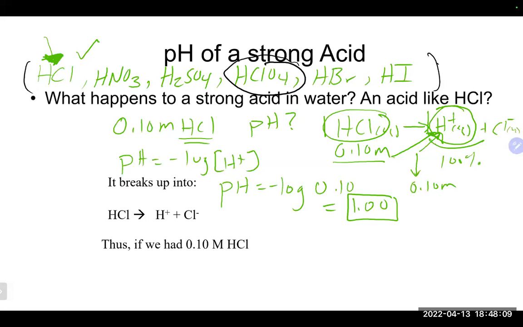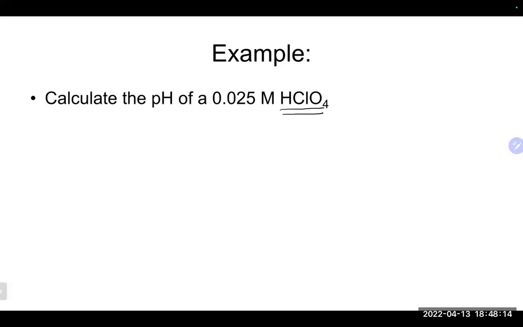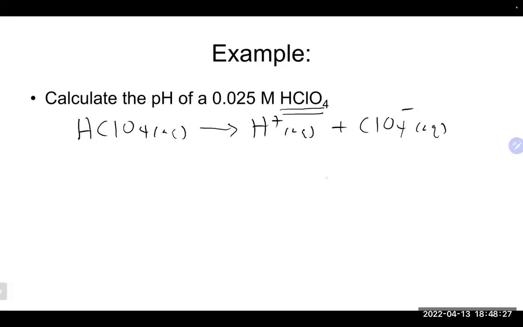So again, I know that this is going to be a strong acid, which means I automatically know that this guy will 100% break apart into H plus, which is pretty much what an acid is, and perchlorate here. And again, we're going to have 100% of those ions in solution. Nothing is going to stay together. And that means, just like before, we are interested in what the H plus concentration is.